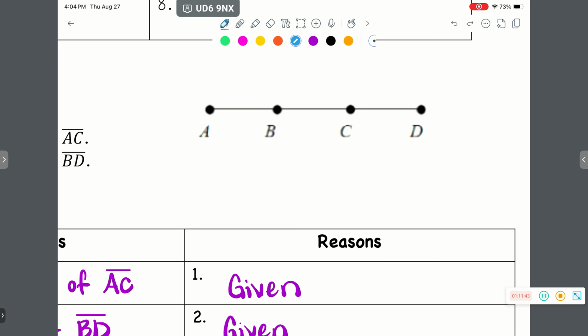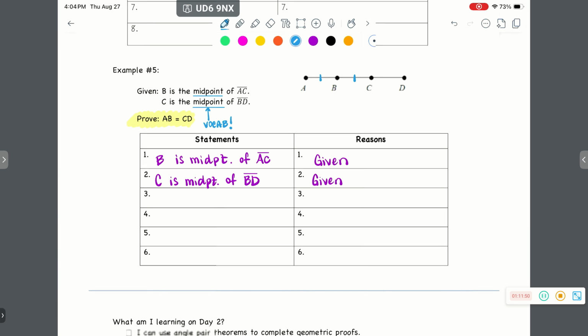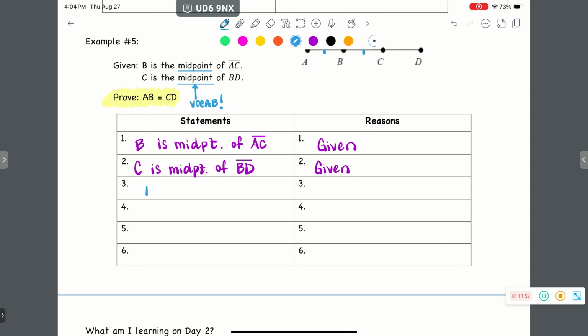So as soon as I read that given, can't I put congruency marks here and here? I know that has to be true because, so here we go. I'm going to go write that in my proof. Segment AB must be congruent to segment BC.